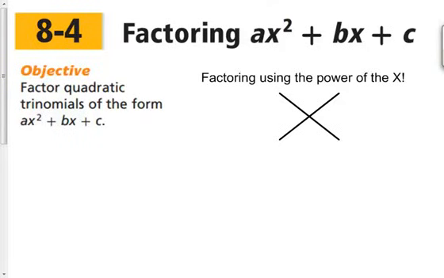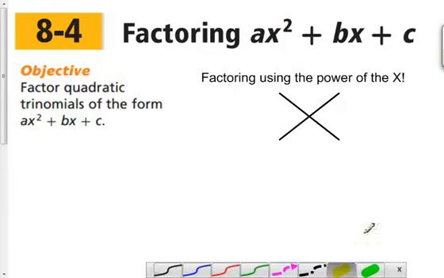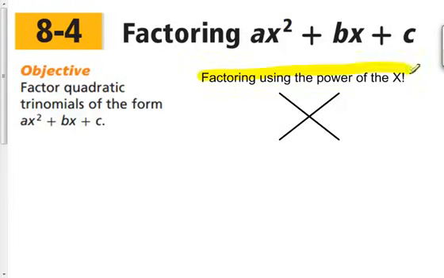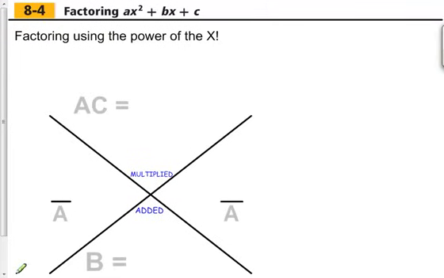Okay, so lesson 8.4 is on factoring ax squared plus bx plus c quadratic trinomials. What we're going to do is focus on a little secret called the power of the x, and we're going to talk about how this can help us in our factoring. So hopefully you find it to help.